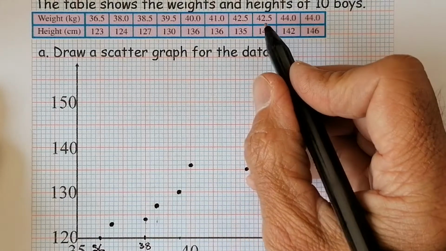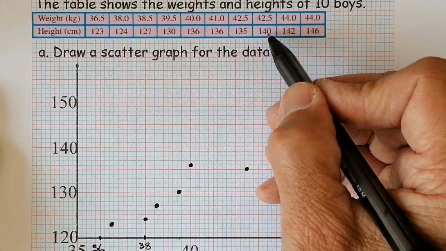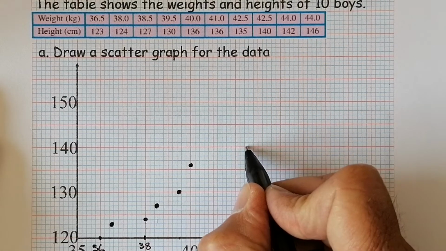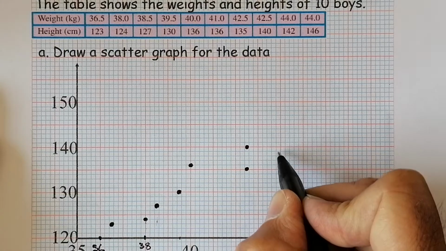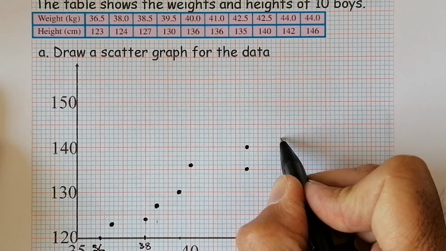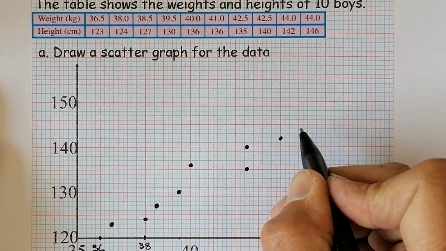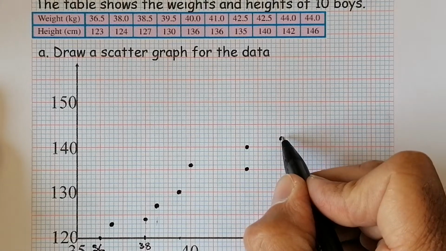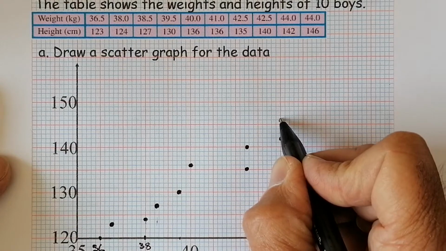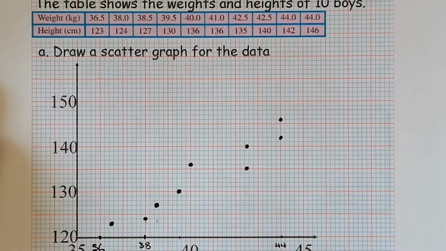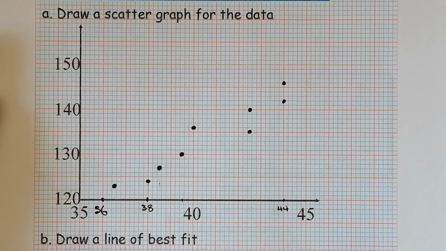I've got another 42.5. Sometimes the values are the same, but they're separate plots, so you just plot them. It's 42.5 and 140, so that would be a plot up there as well. Then 44.0 and 142, so 44 is here and we're going up to 142. And the last point, 44 again, and it's going to be 146, up there. So that's my plots in place based on the table.